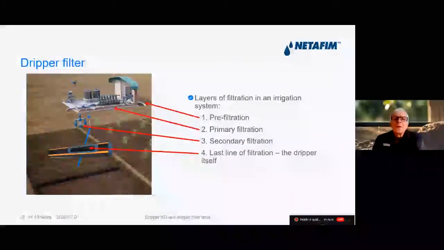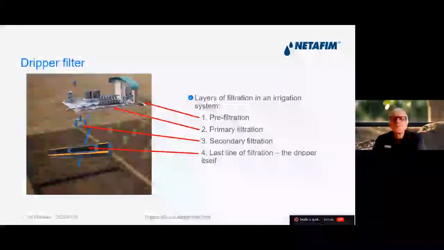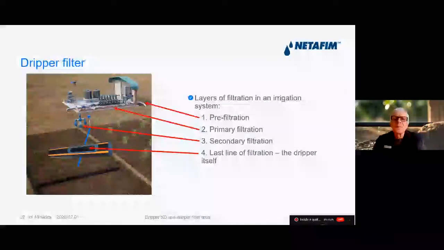Now if we get onto the dripper filter. The layers of filtration in an irrigation system comprise the following 4. We've got pre-filtration before we actually get into the irrigation system itself. And then we get primary filtration, and that's the actual body of filters that you see in any drip or micro irrigation system. And then in the field, we've got secondary filtration. That's with larger irrigation systems where your main line is 0.5 kilometer or longer. And then the last line of filtration is the actual dripper itself.